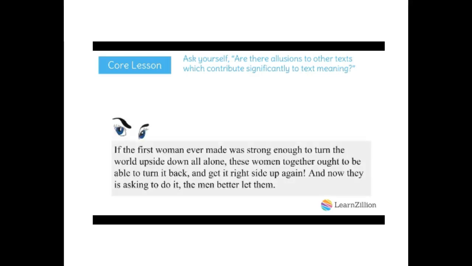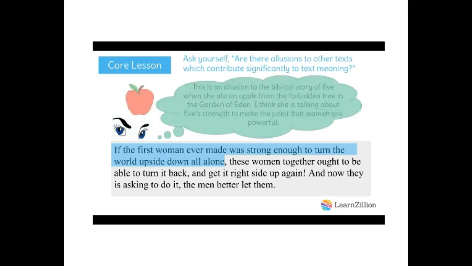Continuing with our step of looking at allusions, I find another one in paragraph 5. Here it is. If the first woman ever made was strong enough to turn the world upside down all alone, I'm thinking, this is an allusion to the biblical story of Eve when she ate an apple from the forbidden tree in the Garden of Eden. I think she is talking about Eve's strength to make the point that women are powerful.